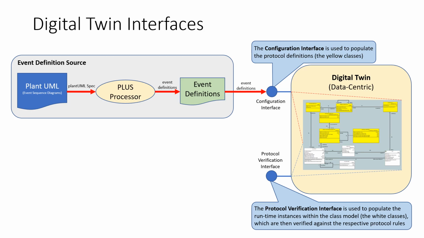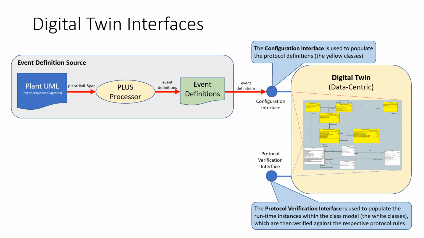In order to provide a user-friendly way of defining the protocol definitions needed by the digital twin, a tool chain was devised that used a PlantUML-based specification for defining the protocol specifications in the form of sequence diagrams, and a translation engine, the plus processor, whose job it was to convert the sequence diagrams into event definitions of a form consumable by the configuration interface.